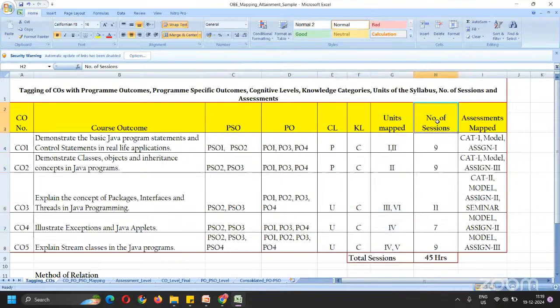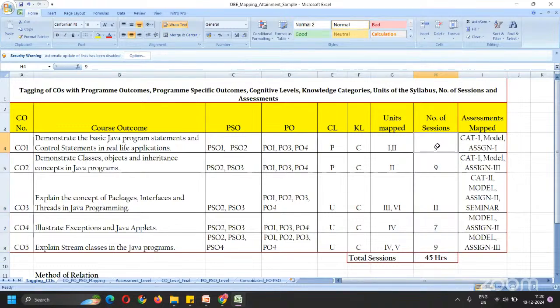Then the next level of tagging required is how many hours I am going to take for a particular CO. It is very important to tag the number of sessions when I am doing the mapping process. One way of creating the relationship is based on the number of hours I will be taking. That is one kind of relationship I can make in my mapping table for COs. For example, if my entire course is 45 hours per semester, how will I divide that 45 hours across my COs?